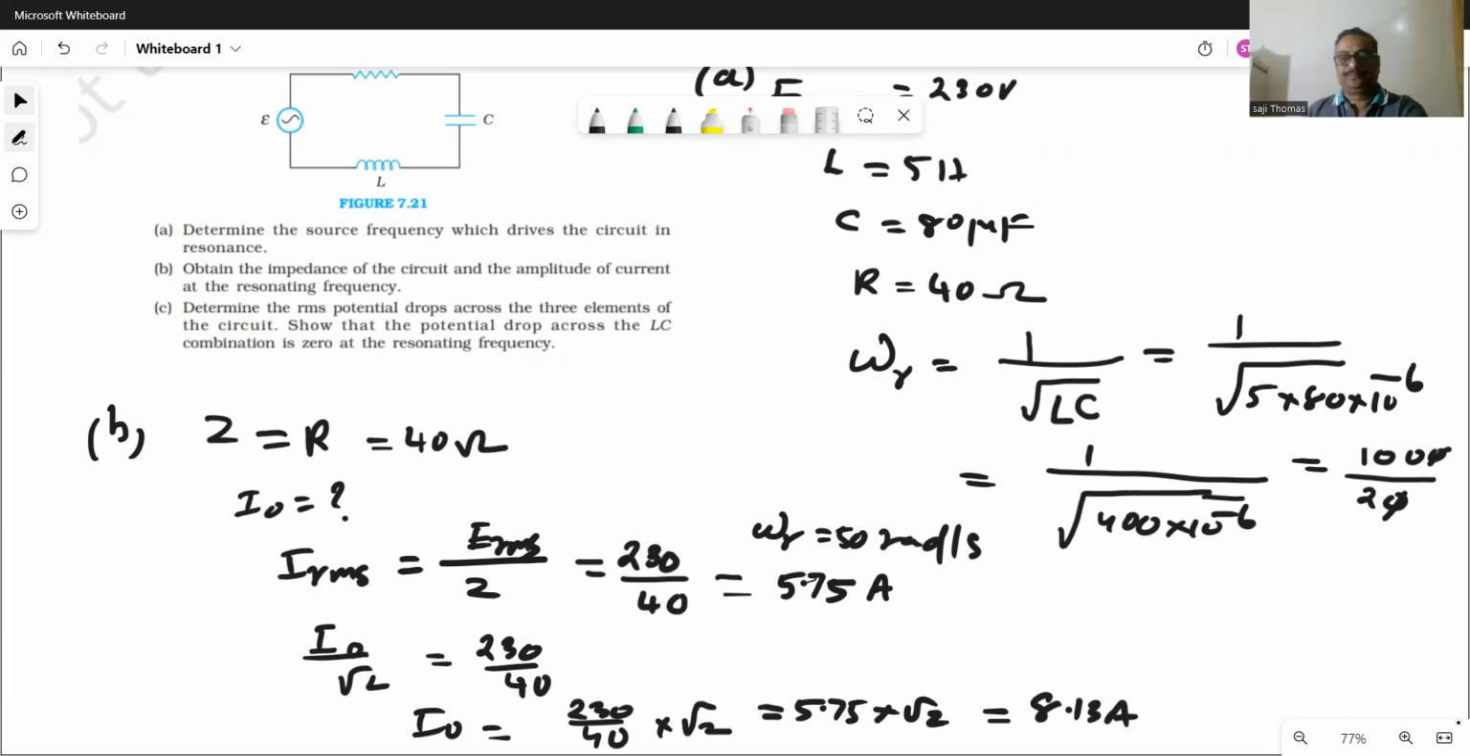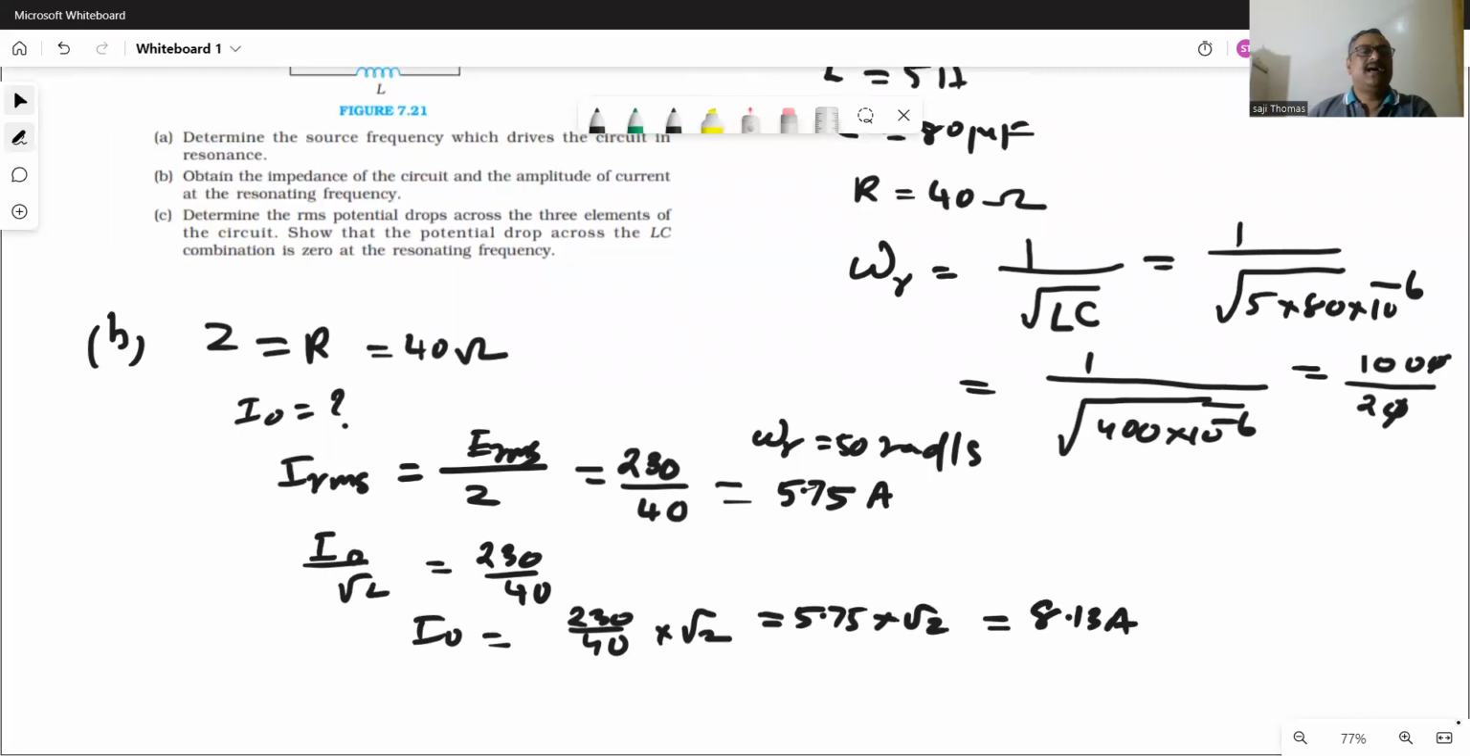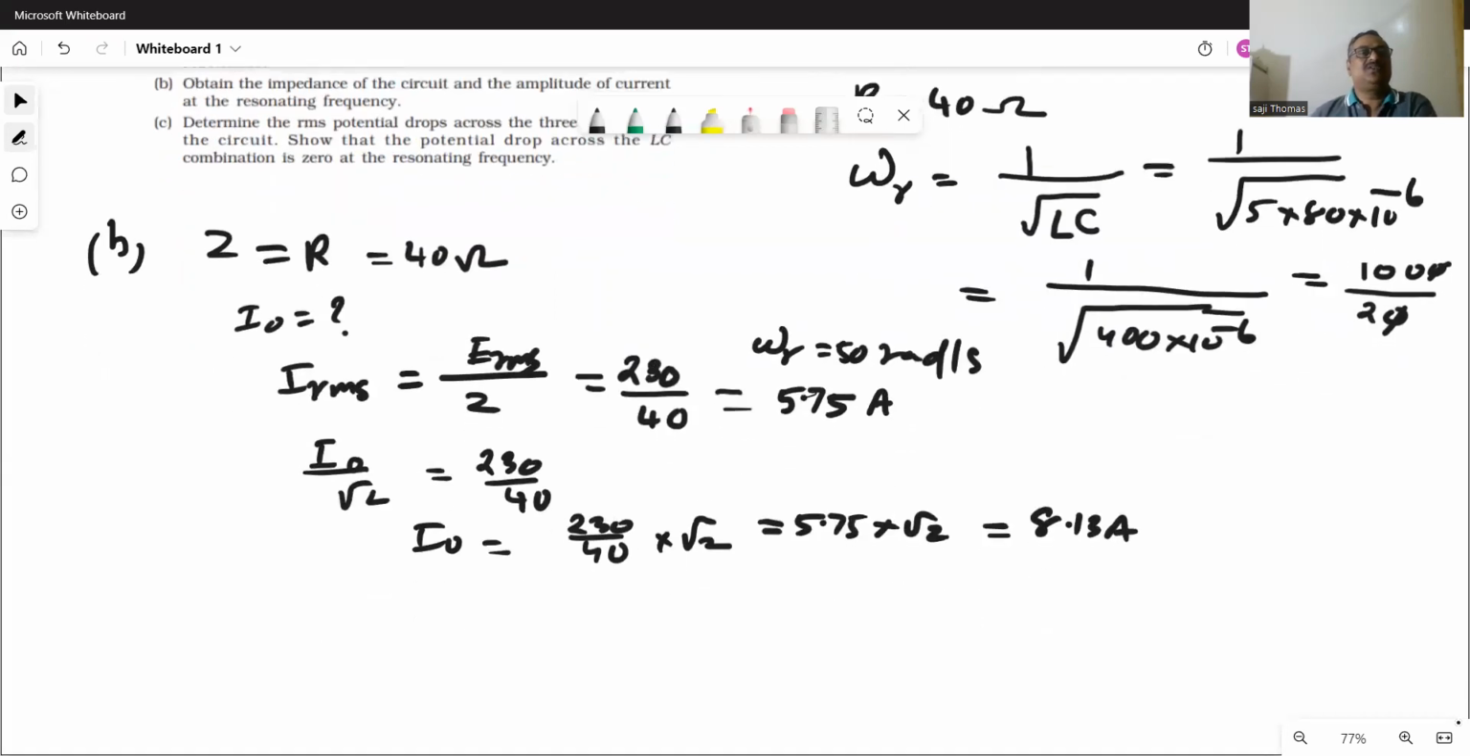Now question C. Determine the RMS potential drops across the three elements of the circuit. You have to find the RMS potential drop across the three elements of the circuit. You know, inductive reactance is XL. Capacitive reactance is XC. The RMS potential drop across the inductor I am representing as VL. What is the equation? IRMS into XL. This you have to find out.